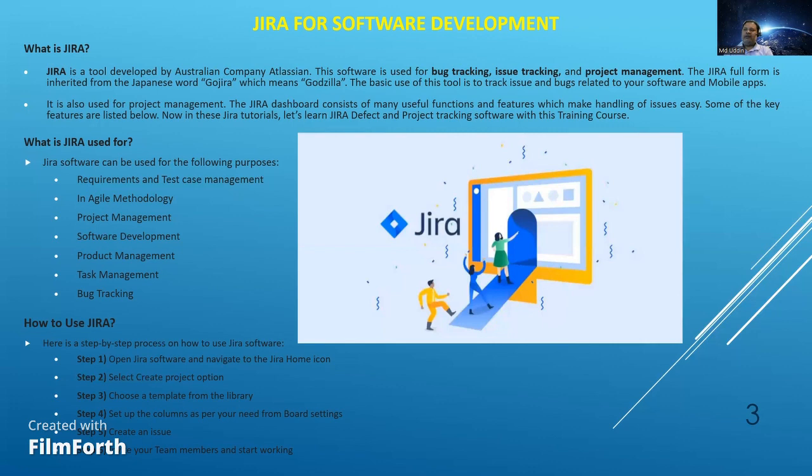How can you use Jira? There are some steps to use Jira. You have to open the Jira software and go to the Jira home, right? And then from there, you can select the create a project option. Without creating a project, you cannot do anything. You cannot create the bug, or the issues, or the epic, sprint, nothing. So first of all, you have to create the project.